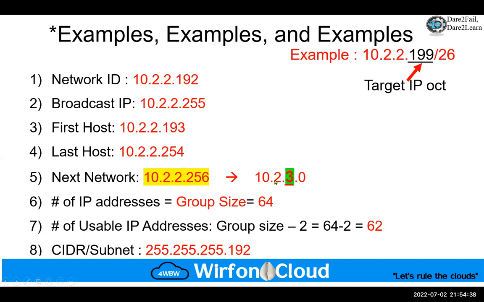So we have 10.2.3.0. Now that becomes our next network ID. From here, we know the broadcast IP is 1 below the next network. So we have 10.2.2.256, but we have 255, which is available and we can use. So the broadcast IP is 255. And the last host is 1 below the broadcast IP. So that is this minus 1, and you get 10.2.2.254. And that is how we get the attributes for this subnet.